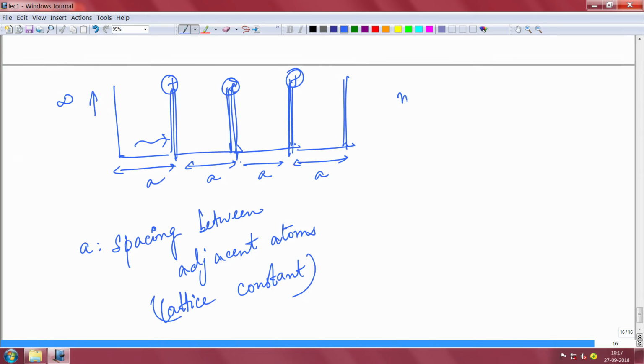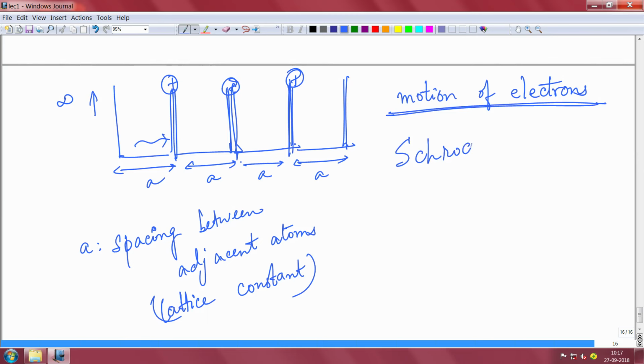Because the electron is a subatomic particle, it has both particle and wave-like nature. So, to understand the motion of the electron, you have to solve an equation called Schrodinger's equation. It was derived and proposed by Erwin Schrodinger, a physicist in the 1920s. He got the Nobel Prize at a very young age for doing this pioneering work.